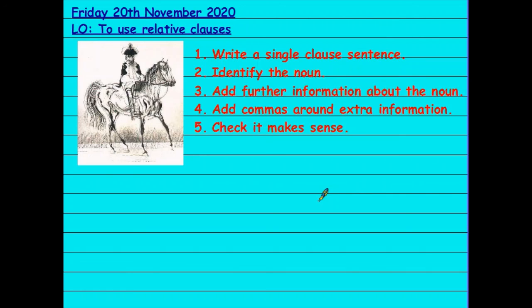My sentence potentially would be, the mysterious man, comma, who wore a dark black mask, so that is our relative clause, rode confidently on the strong horse. So that is my sentence. Which sentences can you come up with?